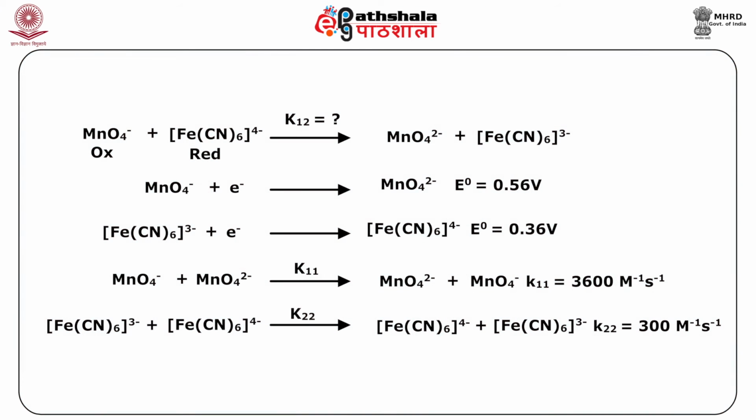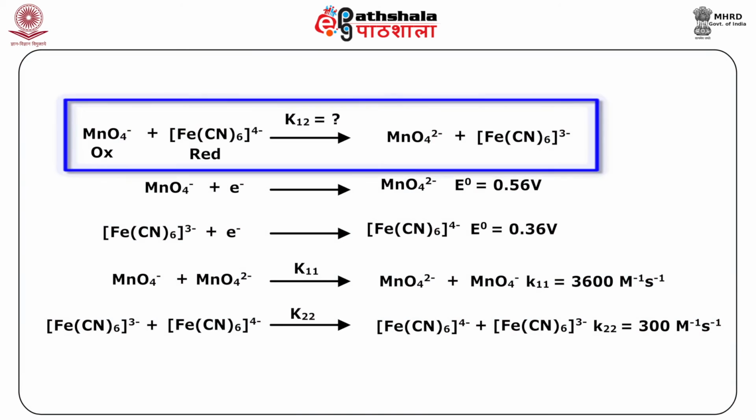One example of how to calculate the rate constant for the cross reaction is MnO4 minus reacting with Fe(CN)6 4 minus. MnO4 minus, where manganese is in its maximum oxidation state, is acting as an oxidant, and Fe(CN)6 4 minus, where iron is in the +2 oxidation state, is acting as a reductant, and they form MnO4 2 minus and Fe(CN)6 3 minus.